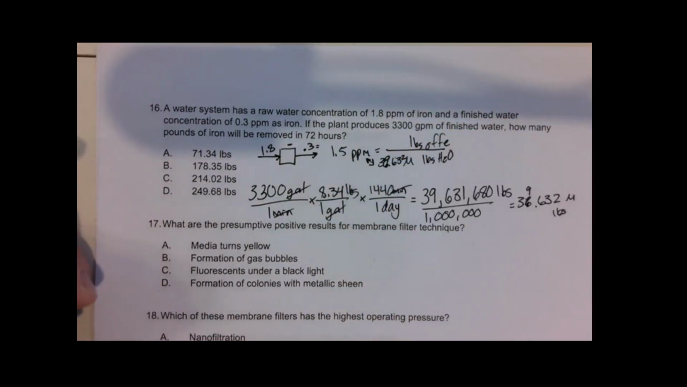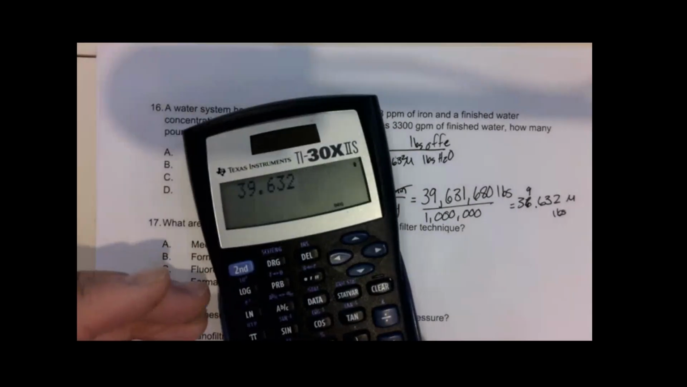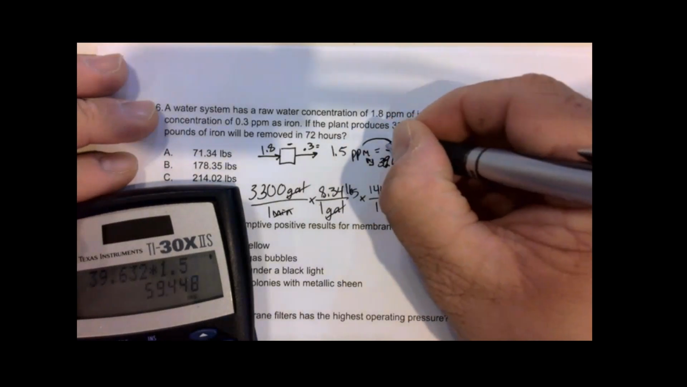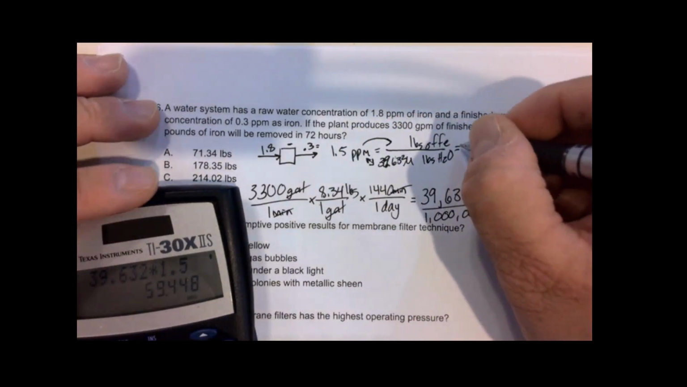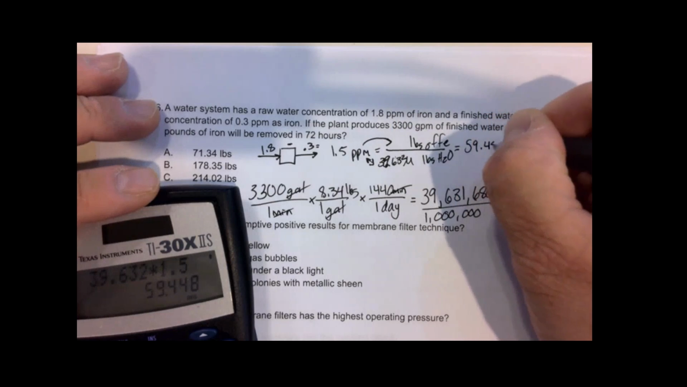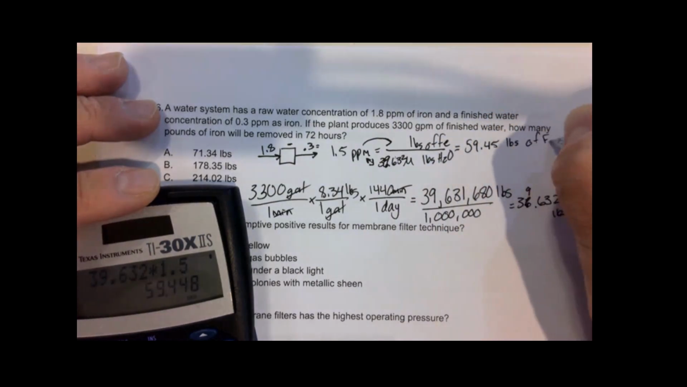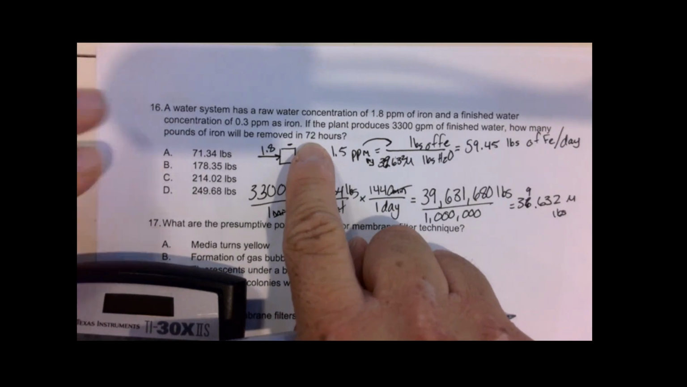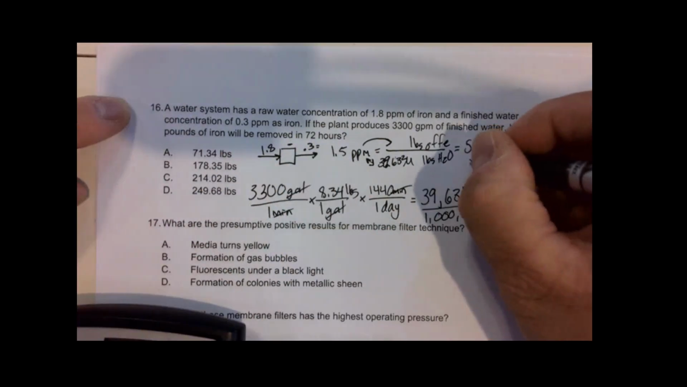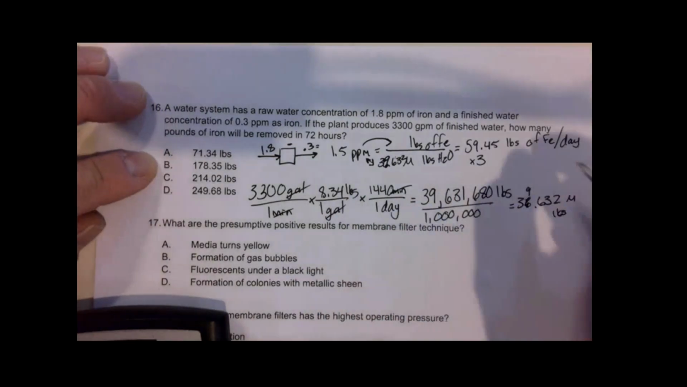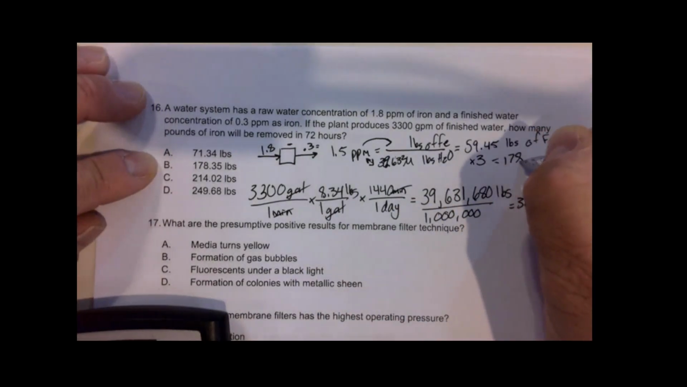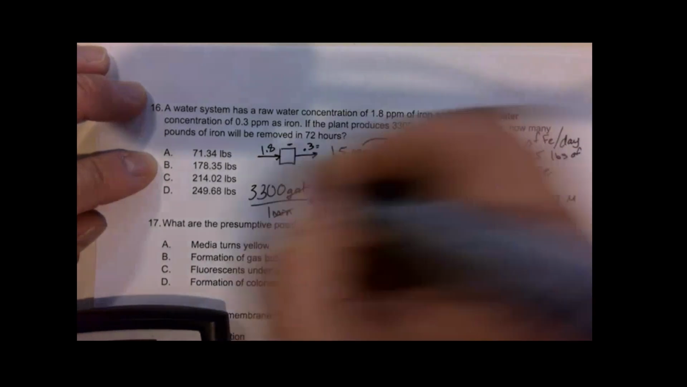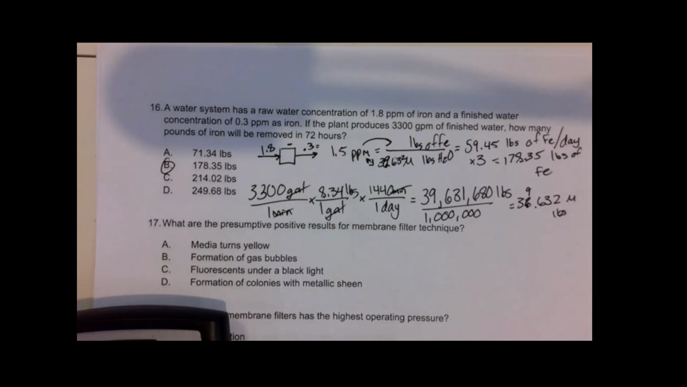So 39.632, because see if I'm typing it right, times 1.5 gives me this answer, which is pounds of Fe removed, or pounds of iron, at 59.45 pounds of Fe per day. So how many days is 72 hours? 24, 48, 72. So times this by 3, 178.35 pounds of Fe or iron. So the answer is B. All right.